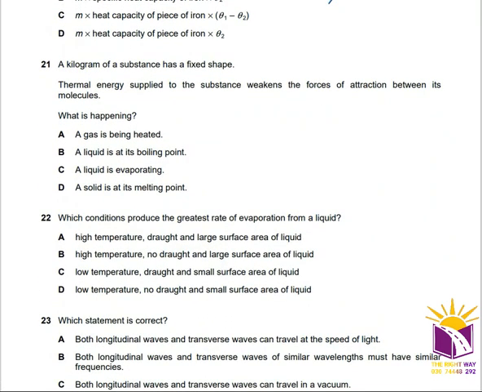Question 21. A kilogram of a substance has a fixed shape. Thermal energy supplied to the substance weakens the force of attraction between the molecules. What is happening? A gas is being heated, but a gas does not have a fixed shape. A liquid is at its boiling point, or a liquid evaporating, but a liquid does not have a fixed shape. A solid is at its melting point. Yes, a solid has a fixed shape and it is at its melting point, because thermal energy weakens the force of attraction. So D, a solid is at its melting point.